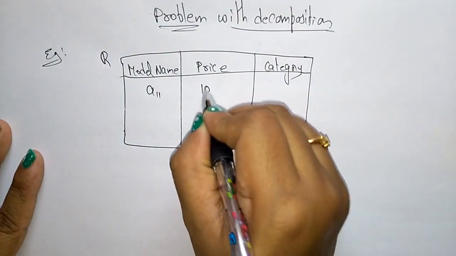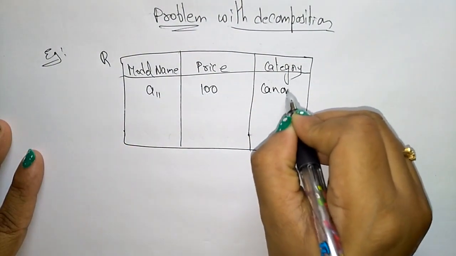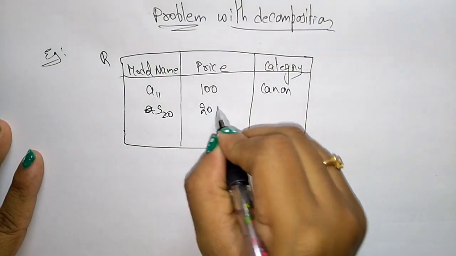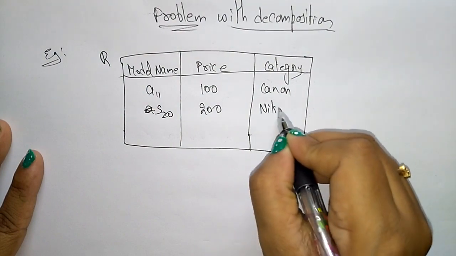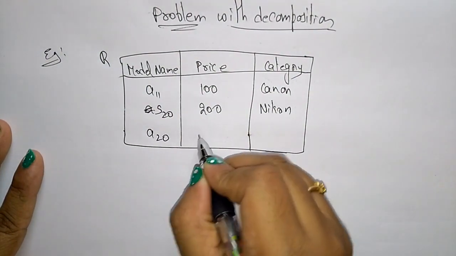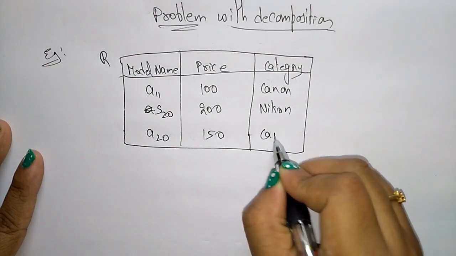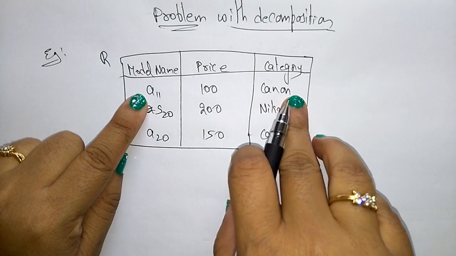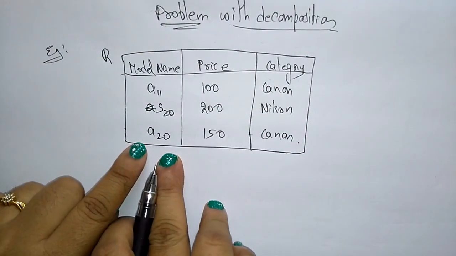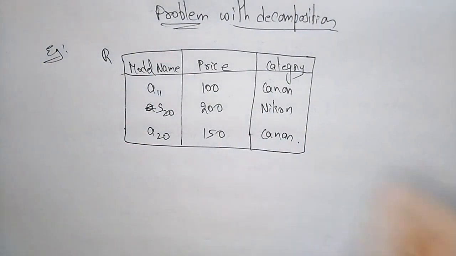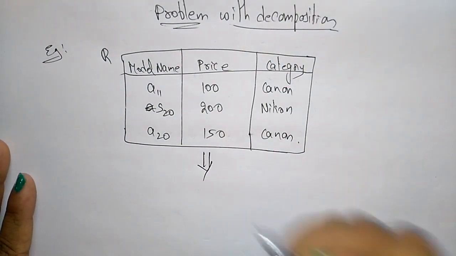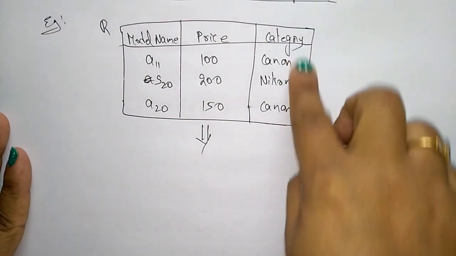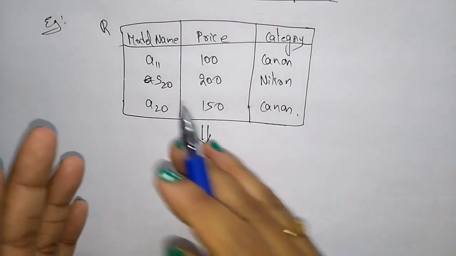A11, the price is 100, and this is a Canon. Suppose S20, 200, and the category is Nikon, and A20, this is 150, and this is also a Canon. So here the model A11 and the Canon category, but the price is 100. While changing the model name, the price is also changing. Now I am decomposing this table, because you have redundant data here.